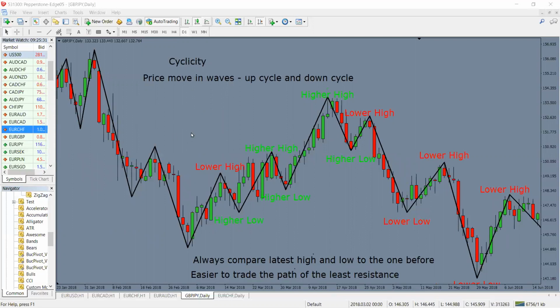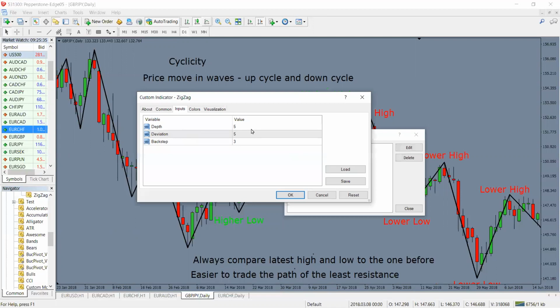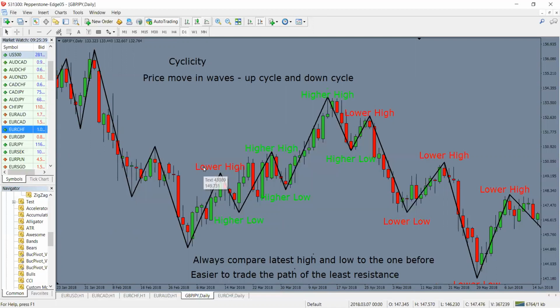Today I'm still using the zigzag indicator with the same setting. This allows us to identify the highs and lows for the market easily. So to identify the highs and lows of the market, for easier visualization, I already put it on my charts.